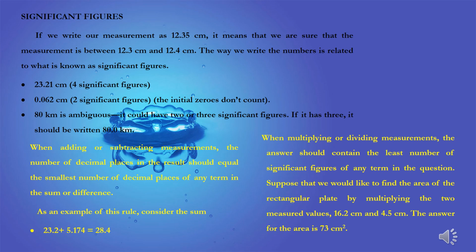When multiplying or dividing measurements, the answer should contain the least number of significant figures of any term in the calculation. Suppose that we would like to find the area of the rectangular plate by multiplying the two measured values, 16.2 centimeter and 4.5 centimeter. The answer for the area should be written as 73 centimeters squared. In your calculator, you would see 72.9 centimeters squared.